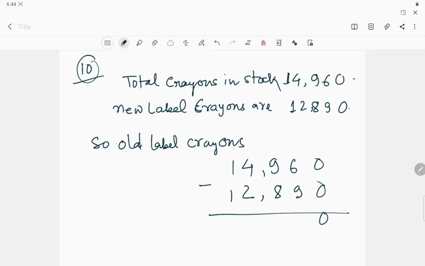0 minus 0 is, it will be 16, and it will be 8, right? So 16 minus 9, 0, 2, that means 2070. So how many old label crayons does the company have in stock? The company has 2070 old label crayons.